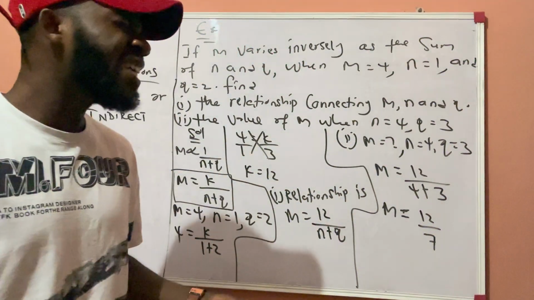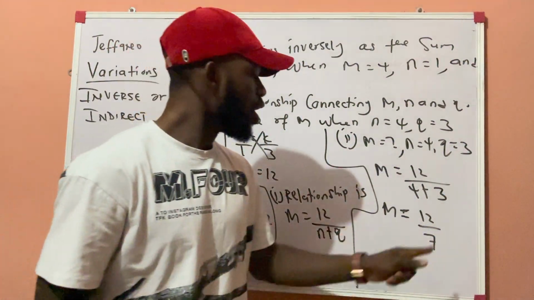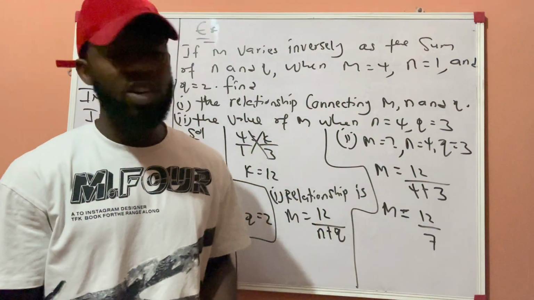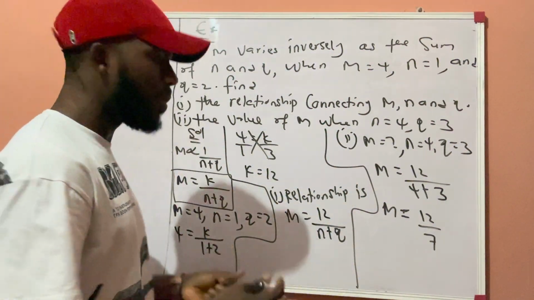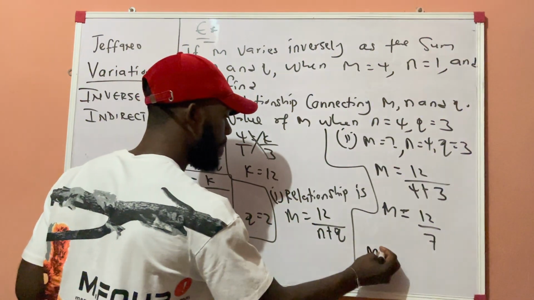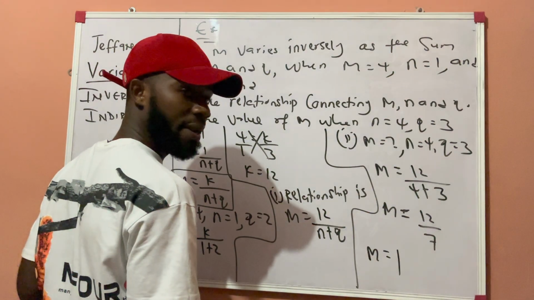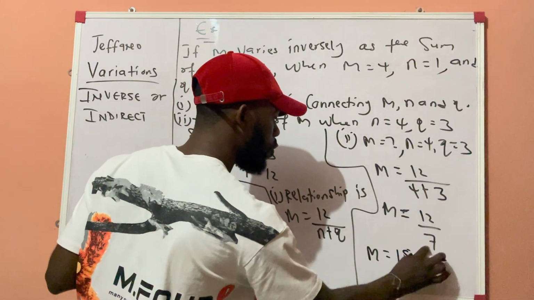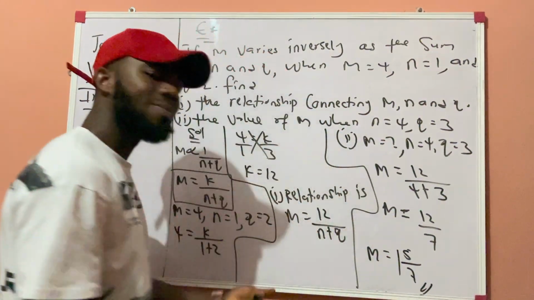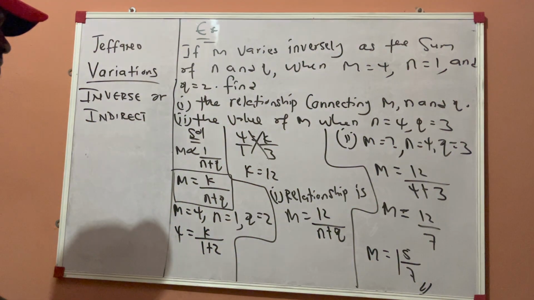Now, 12 over 7 is an improper fraction because why? The numerator is bigger than the denominator. So let us convert to a mixed fraction. Therefore, m becomes, how many times will 7 go into 12? 1 times. Remainder 5, all over 7. Simple as this.